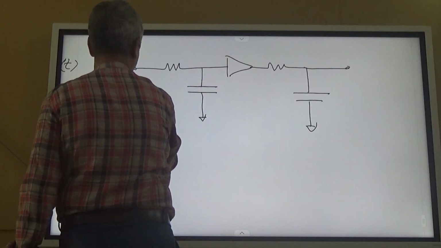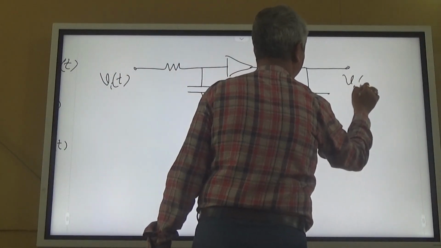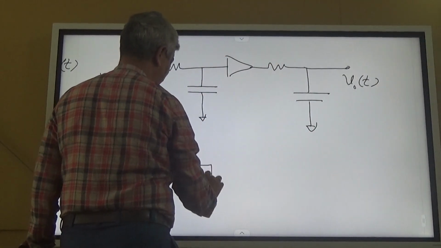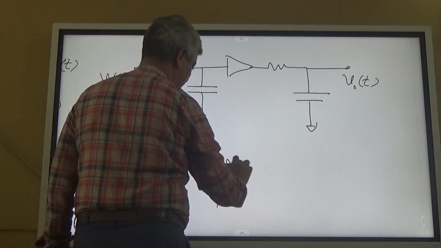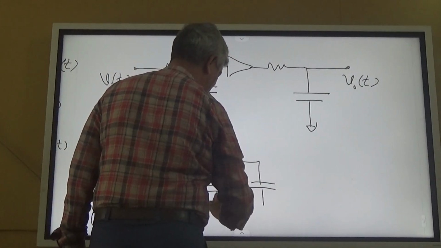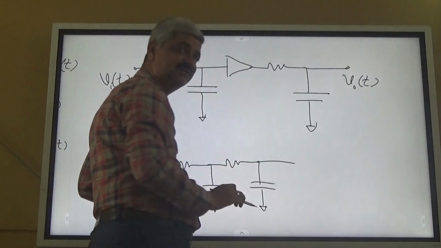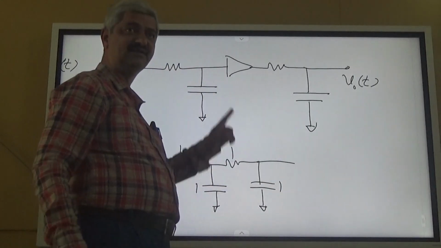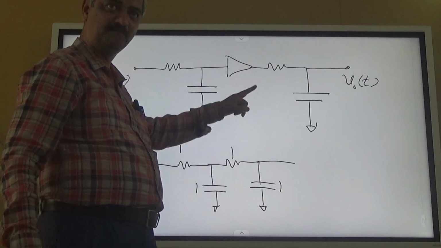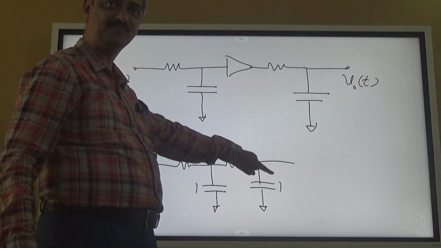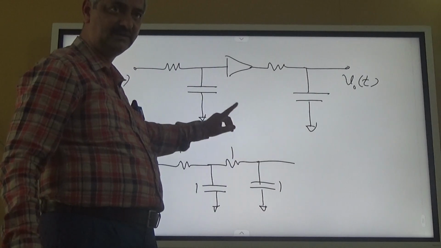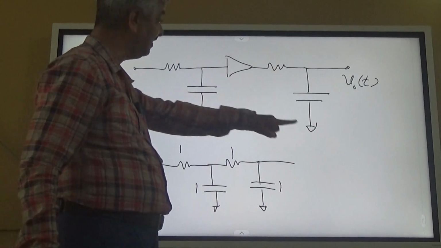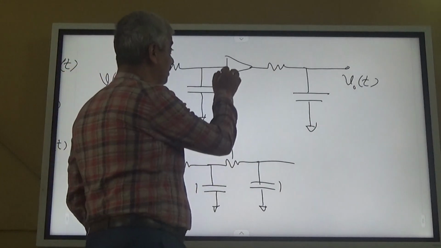Last time we discussed one circuit. What did we discuss? This is what we discussed: d²VOT/dt² plus 3 dVOT/dt plus VOT is equal to VIN(t). Now this is a different circuit, this is what I am doing.